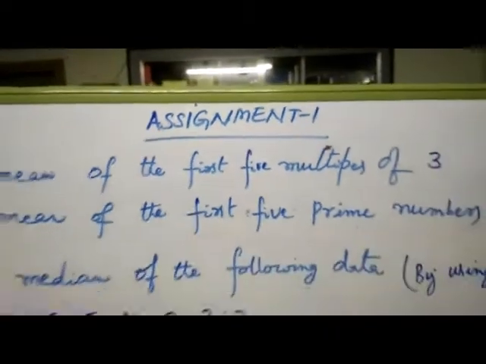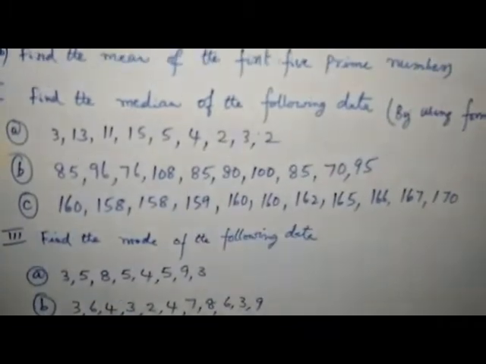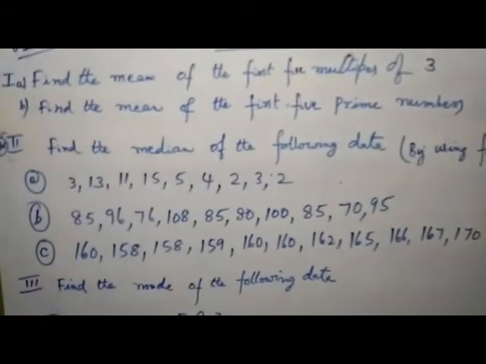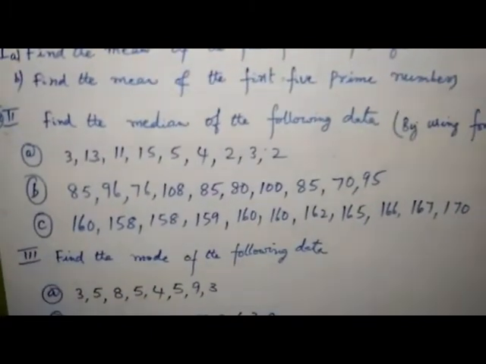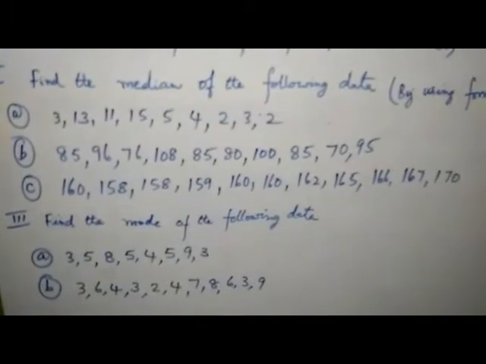Assignment for these three models. Assignment 1, Roman numbers 1, 2, 3, total 3 plus 2, 5, 6, 7 questions are there. All of you solve those questions. Mean, median and mode. Median is very, very important.